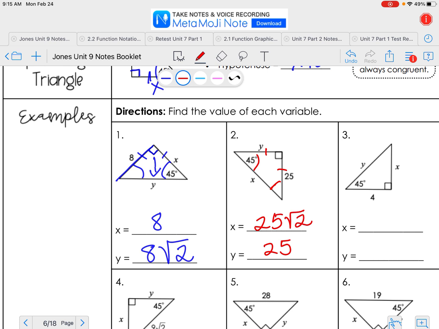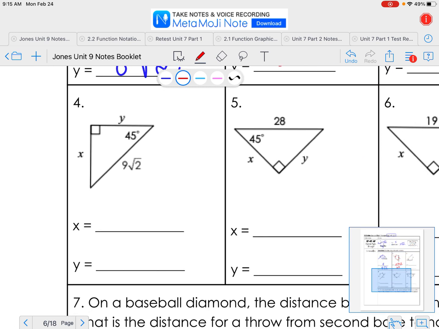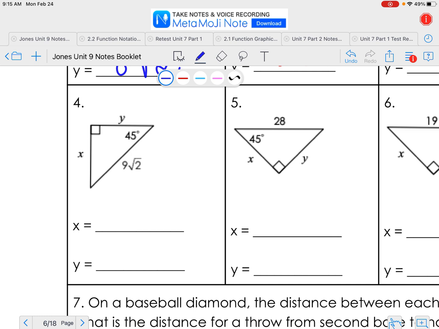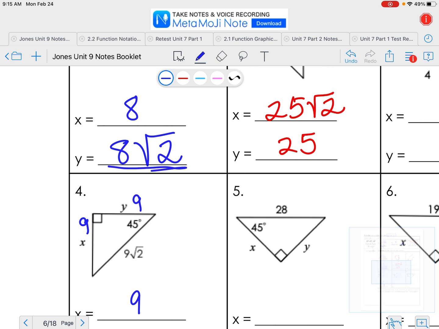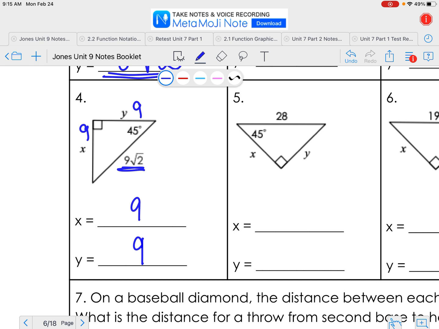These are easy, right? Then if I know that the hypotenuse is 9 square roots of 2, then the legs have to be just 9 without the square root of 2. So if I know a leg, I multiply by square root of 2 to get the hypotenuse. If I know the hypotenuse, I divide out the square root of 2 and get the legs.